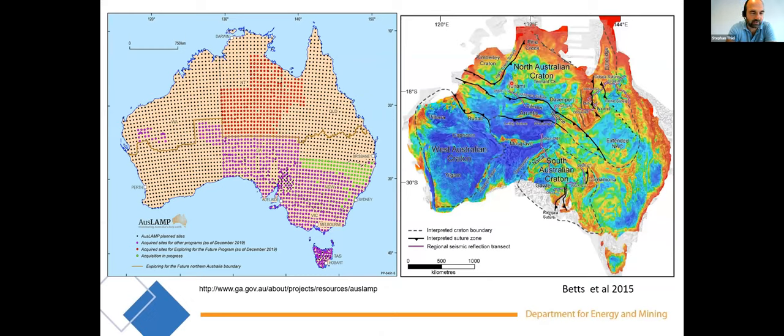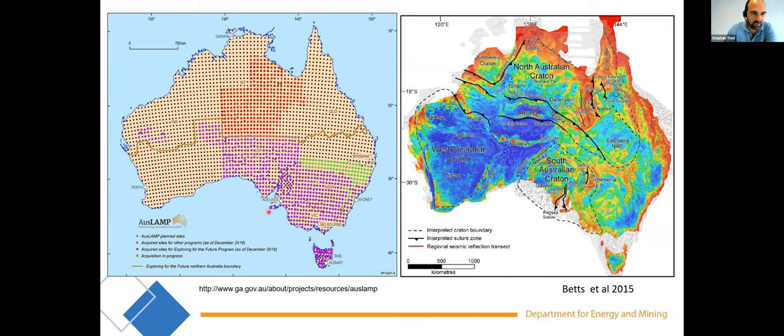On the left-hand side, you will see the actual current state of the AusLAMP deployments. I've taken this from the GA website. The red and the green ones are sites that are deployed or currently in the ground. The northern ones here are all collected by Geoscience Australia's Exploring for the Future program, which was a $100 million program, which is just starting now into its second phase. So this will continue to roll out across the continent.